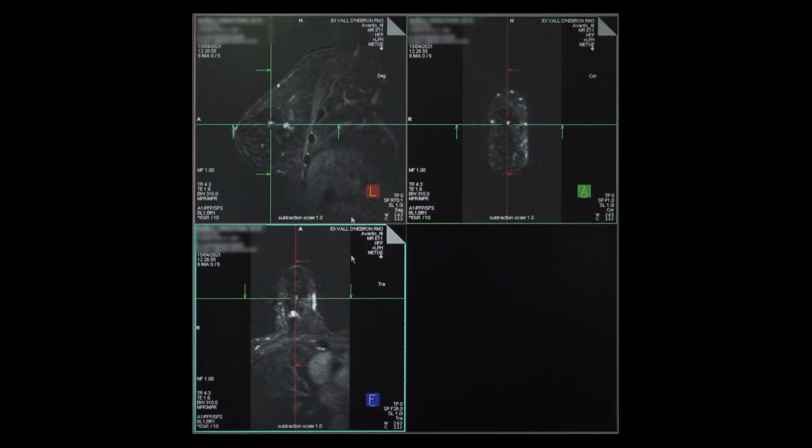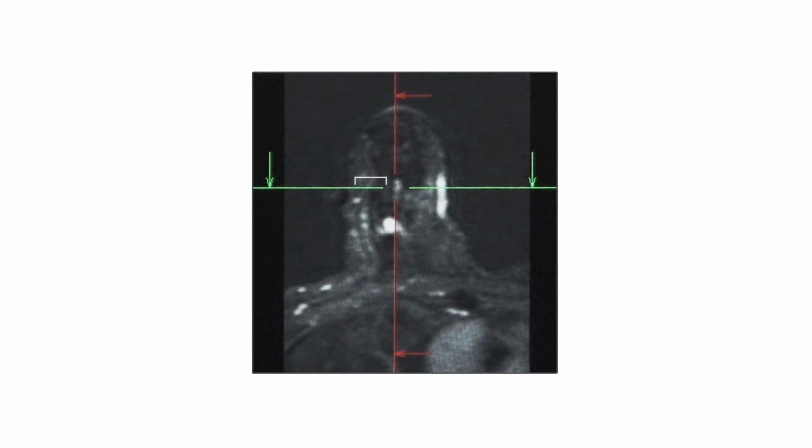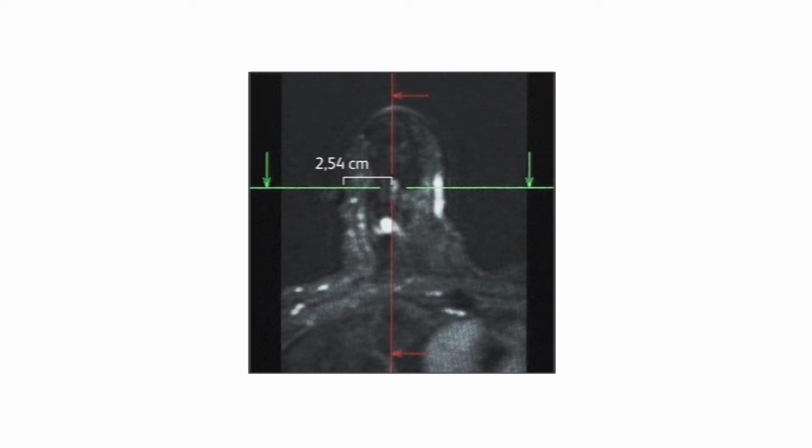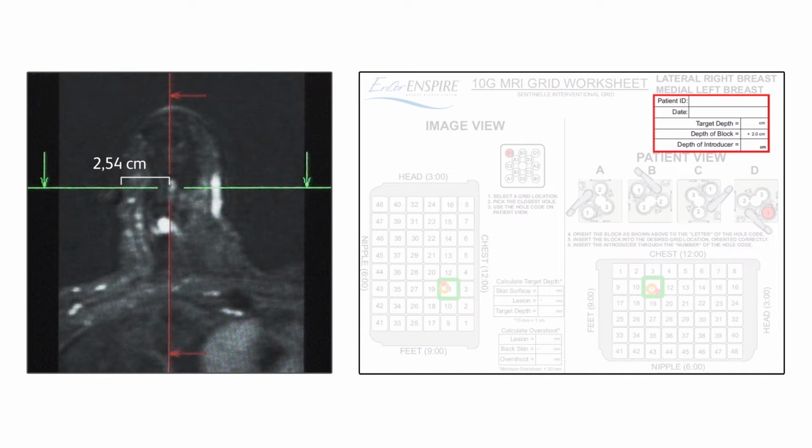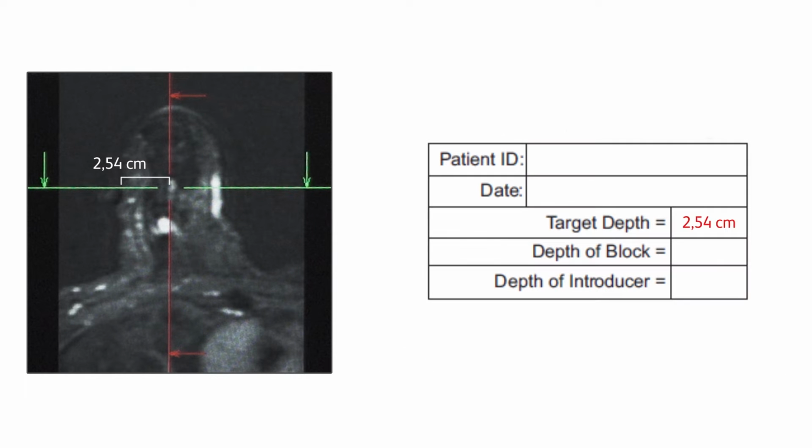Axial subtracted sequence is displayed. The lesion is found, and distance from the lesion to the skin is measured. The value is annotated on the Sentinel grid template. 2 additional centimeters are added to that value to give the depth of the VisiLock MRI introducer that will guide the probe to position the lesion in the middle of the EnCor probe notch.